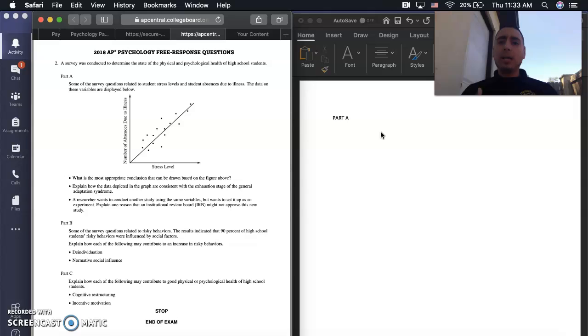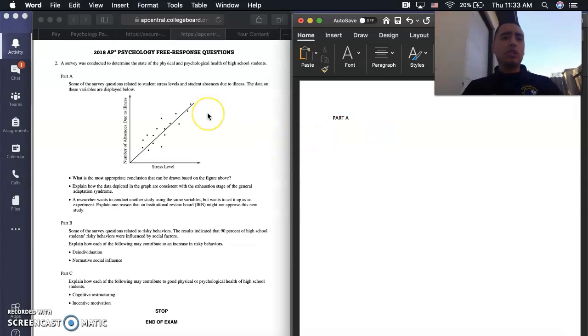Please get something out or get your laptop so you can write, or perhaps another device that you have so you can type out. Today, we're working on this one question, and it's from 2018. It says, Part A, some of the survey questions related to student stress levels and student absences due to illnesses. The data on these variables are displayed below. So we have the data: number of absences due to illness, stress level. So the more absences due to illness, the more stressed you become, because typically you fall behind on work.